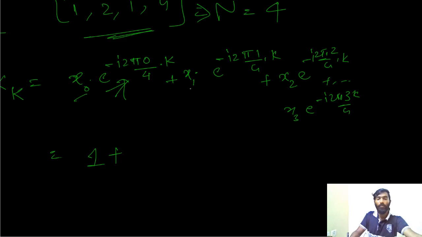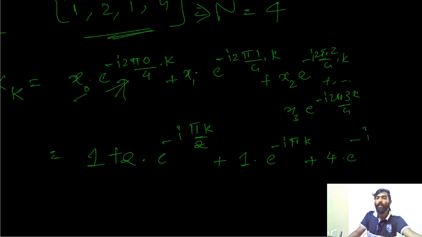Plus what is x1? x1 is 2, so 2 into e power minus pi k by 2. Plus x2 is 1 again, and I have e power minus i pi k, plus x3 is 4 into e power minus 3 pi by 2 k, and my k, this is xk. Okay, so my k again can range from n equals 0 to n equals N minus 1.